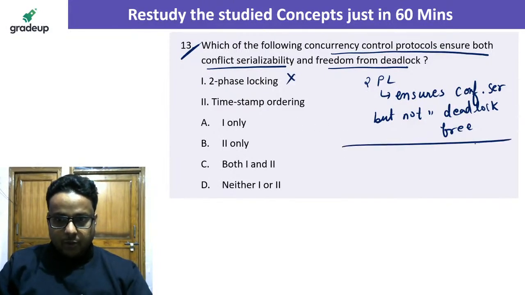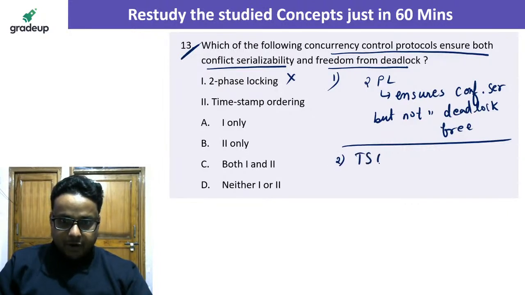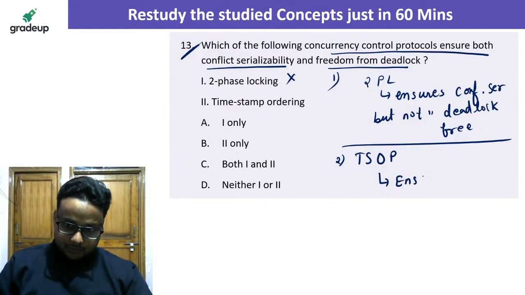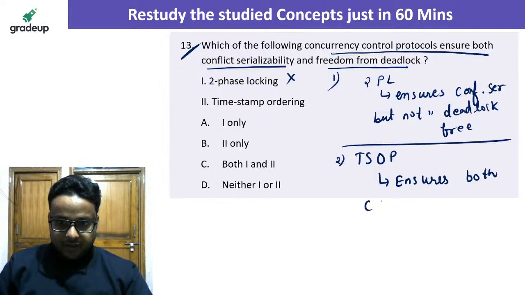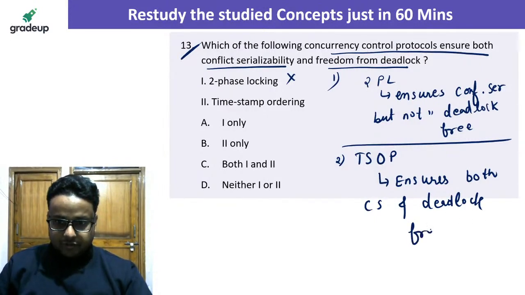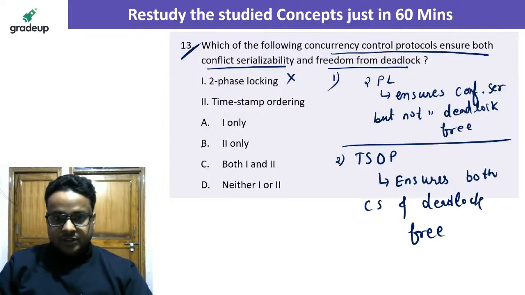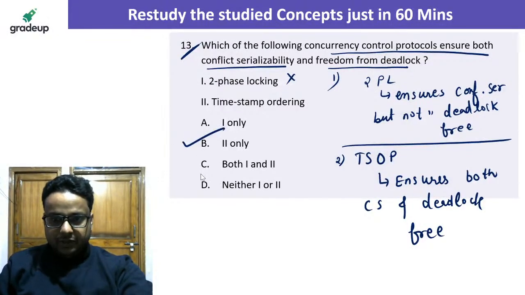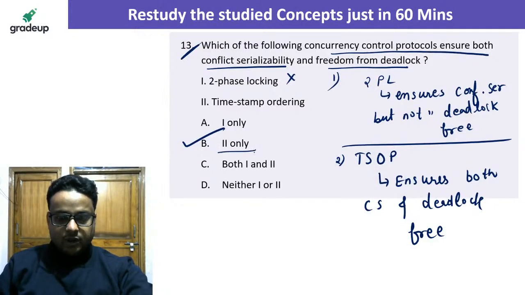And if we talk about the first algorithm, the second is the timestamp ordering protocol. So it ensures both conflict serializability plus deadlock freedom. So the answer is option number B. The answer is B, second one only.